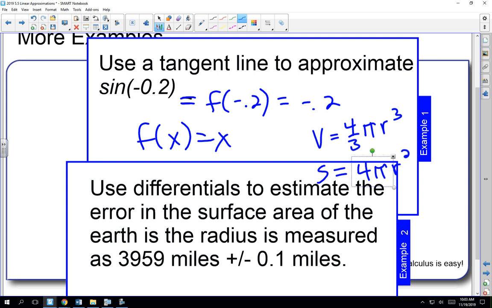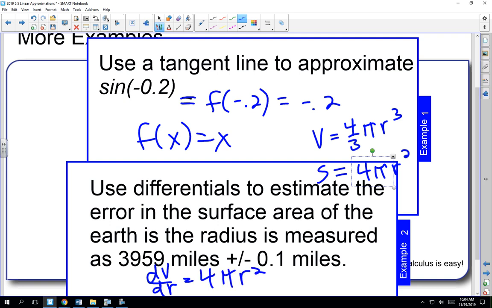It says use differentials to estimate the error in the surface area of the Earth if the radius is measured as 3,959 miles plus or minus 0.1 miles. So what we do is we just plug in here to the differential, or the derivative. I'll just call it the derivative. Let's call it dV/dr, which is actually what I labeled S. So dV/dr equals 4 pi r squared.